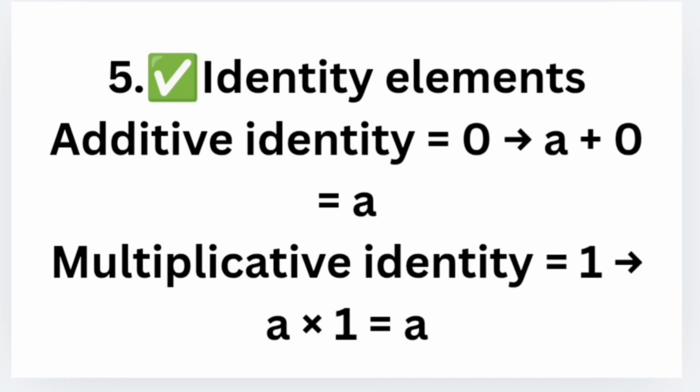Identity elements. Additive identity is equal to 0 because a plus 0 is a. Multiplicative identity is equal to 1 because a times 1 is equal to a.